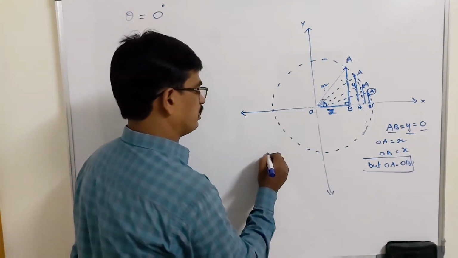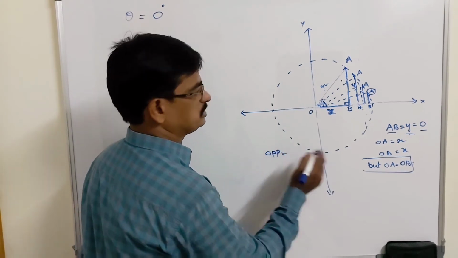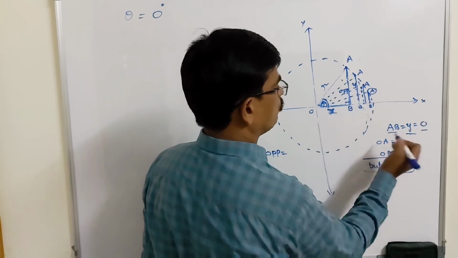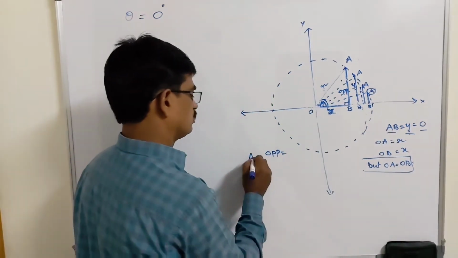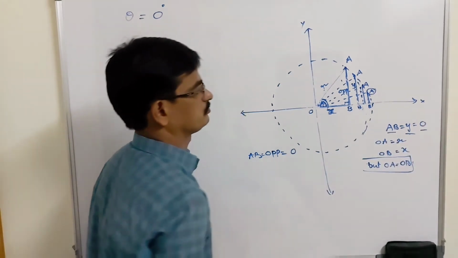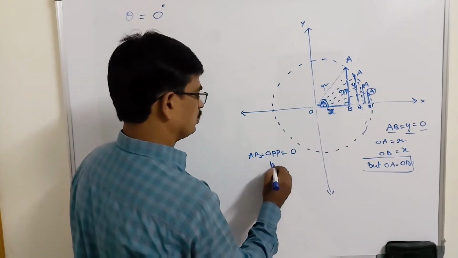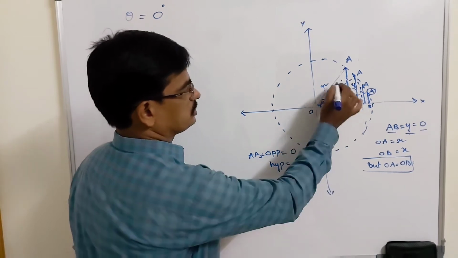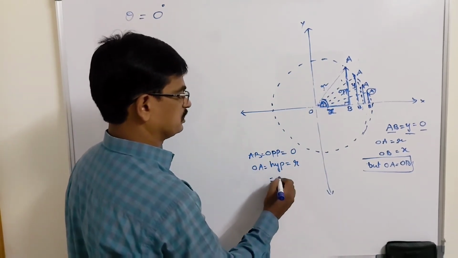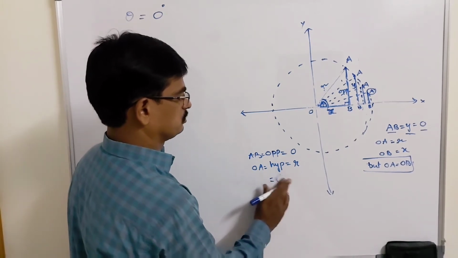So simply you have to write the opposite side. How much here? This is theta. AB is the opposite side. What is the length of the opposite side here? 0. Next, the hypotenuse. Actually the hypotenuse is r, that is OA. Next, the adjacent side.